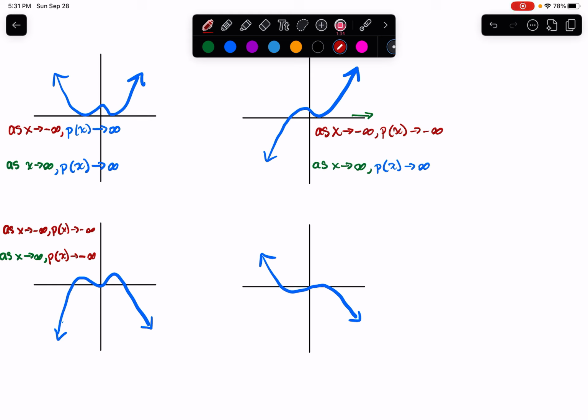And then our final option, we have as x approaches negative infinity. So on the left side of this graph, it is headed up. So as x approaches negative infinity, p of x is approaching infinity. While on the right side, as x approaches positive infinity, p of x is going down. So p of x is approaching negative infinity. So for any shape of polynomial, you want to have two end behavior statements. One of them describes the left, and one of them describes the right.